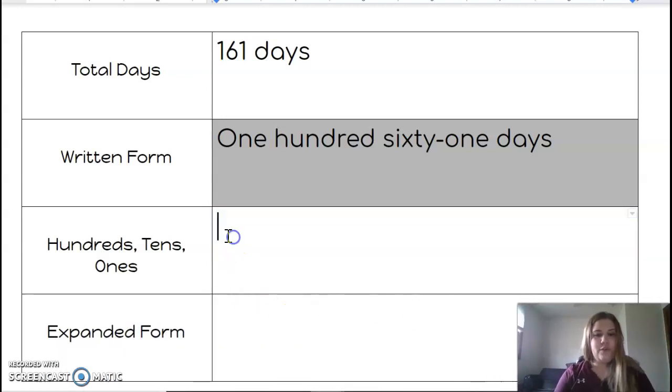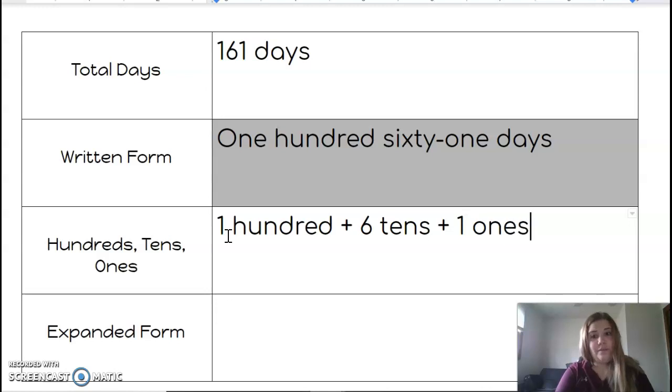How many hundreds do we have? We have 100 plus 6 tens plus 1 one. That's funny. And that equals, we won't put that in the equation, we'll just leave that. Expanded form, we have 100 plus how many tens? 6 tens, which equals 60, plus how many ones? 1, and that equals 161.